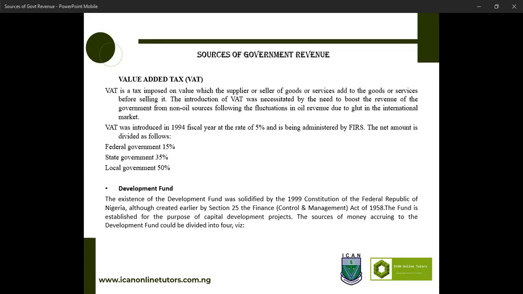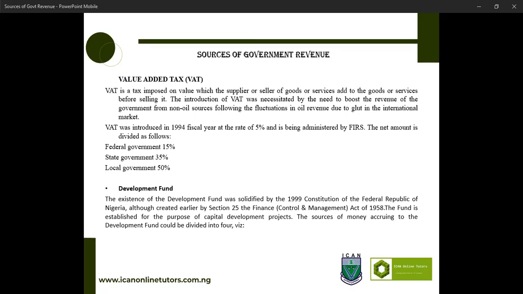And I think that will have been part of what the Joint Tax Board, JTB, is still looking at on the sharing formula. And I think in the past months, last year or this current year, the Rivers State government was having this same issue with the federal government on VAT collection.